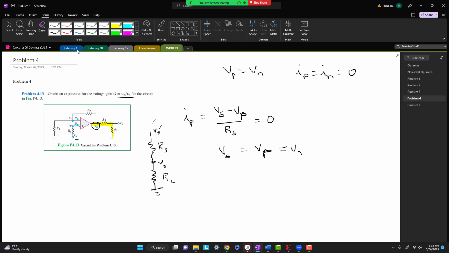So I can use voltage division, just like we did on the previous problem, so our total voltage change here is VO prime. So VO has to equal VO prime times the resistance between ground and VO, which is RL, over the sum of the two resistances, which is RL plus R3.